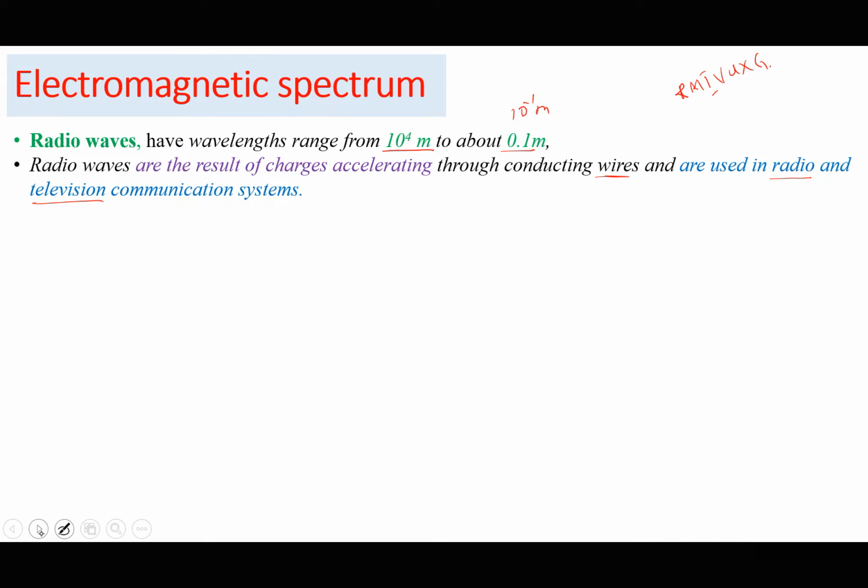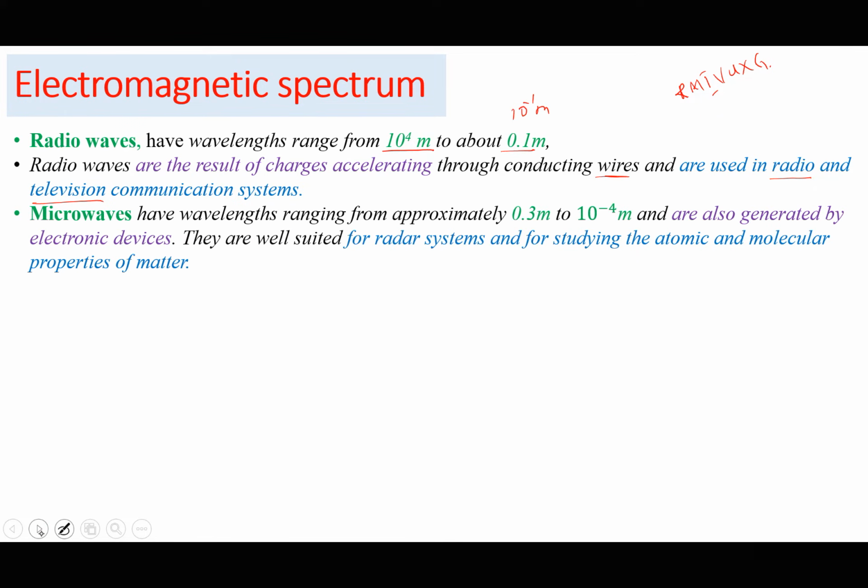Number 2, let's talk about microwaves. The microwaves have wavelengths ranging from around 0.3 meters to around 10 to the power of minus 4 meters. By the way, you'll also note later on that there will be no clear boundary between one region of electromagnetic waves and the next region. Sometimes there will be a small overlap.